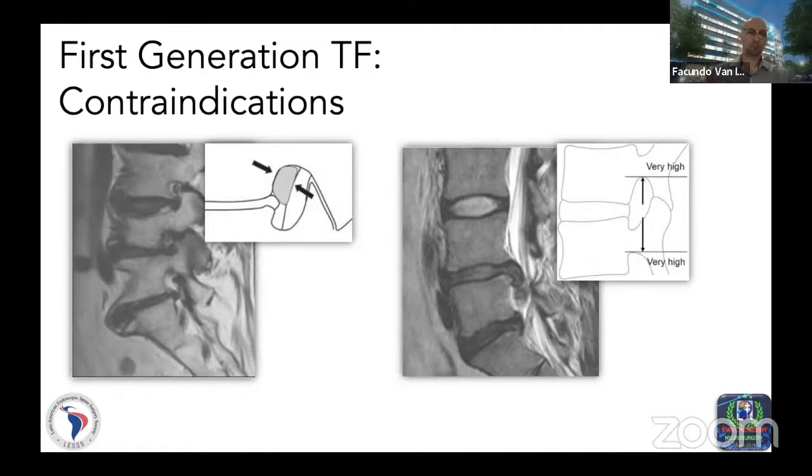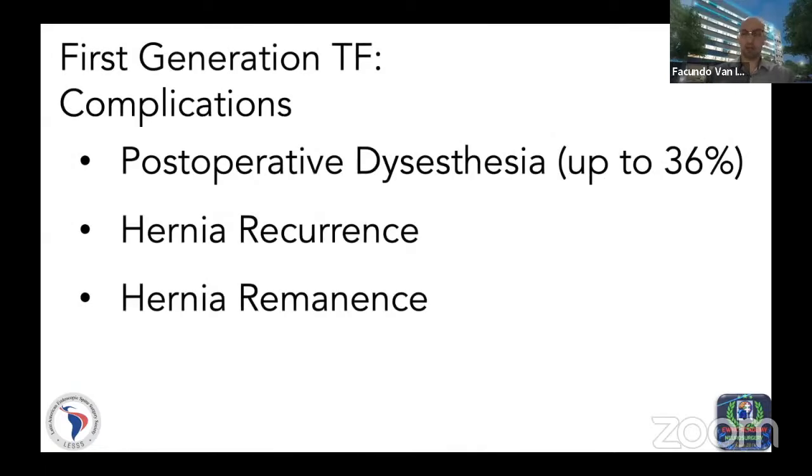There was a series of complications with this first generation transforaminal access that were related to the damage or maybe mobilization of the dorsal root ganglion. The first reports talk about a 36% possibility of dysesthesia. This is a really annoying symptom for the patient and for the treating physician, and it really obscured the results of the discectomy.